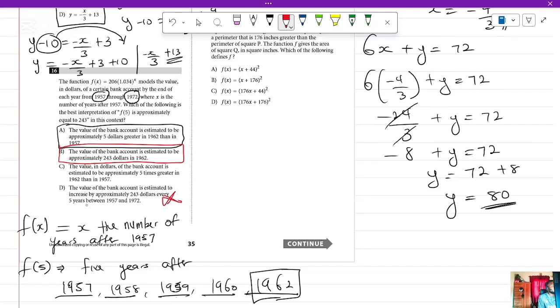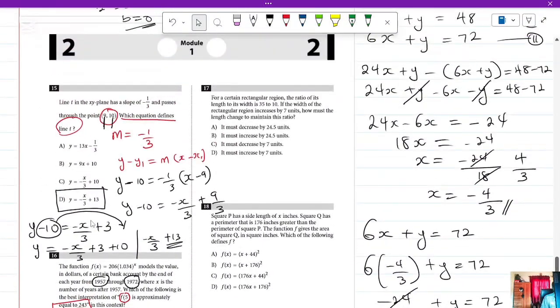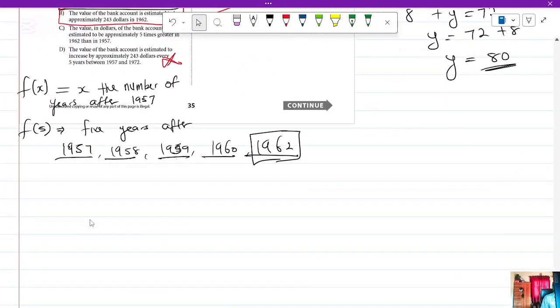But A and B is something that we can work with. Now, for us to get the best interpretation, since they told us, which of the following is the best interpretation of F of 5 is approximately equal to 243? So that means the value of the bank account is estimated to be approximately 243 in 1962. That is just the best answer for it. It's as simple as that. So that is what the question is trying to test, if you understand how to break something down or not.